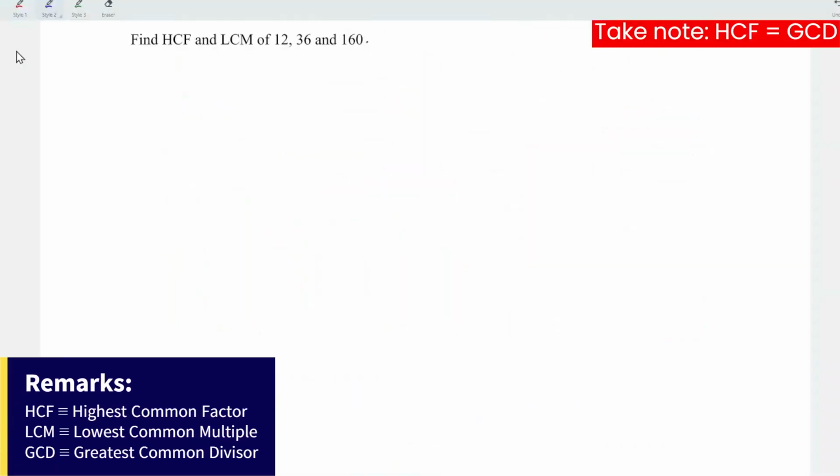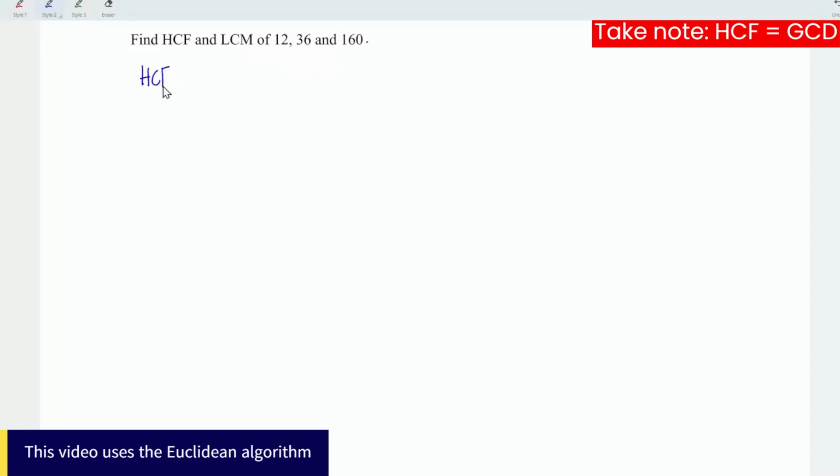Today, we'd like to share how to determine the highest common factor and the lowest common multiple of three numbers by using the Euclidean algorithm. Recall that the highest common factor of the three numbers is actually equal to the highest common factor of the highest common factor of the two numbers and the other number. Thus, I'm going to first determine the highest common factor of the first two numbers.